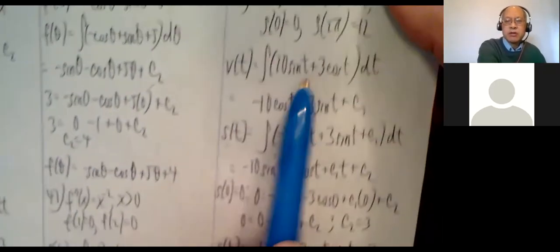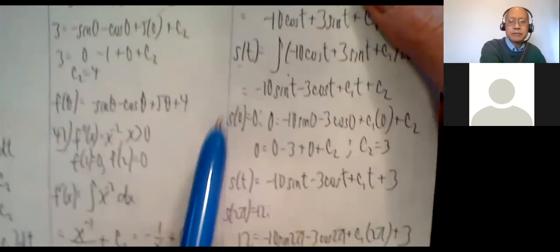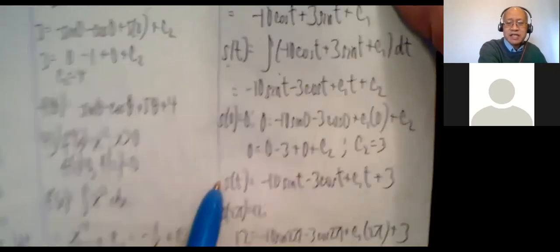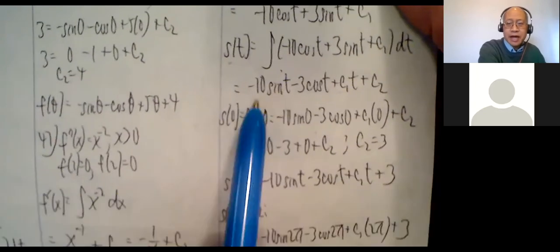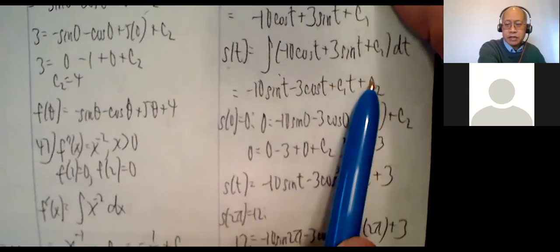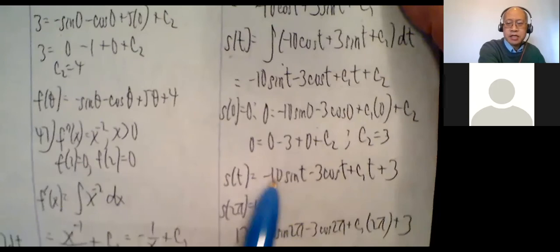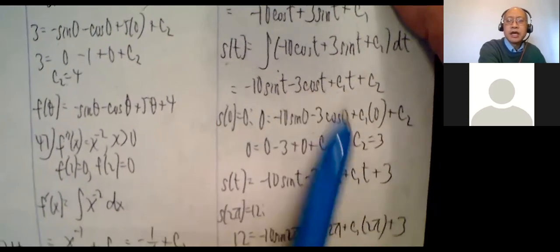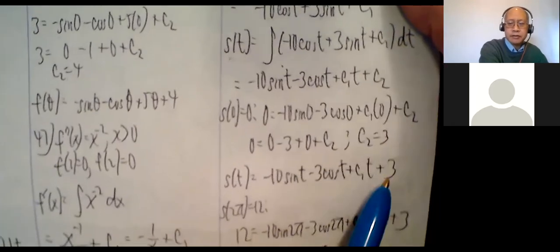So one more time, S of 0 equals 0 means plug in 0 for t, and the answer comes out to be 0. So C2 is 3. Put that 3 back in there. So my S of t is negative 10 sine t, same as that; negative 3 cosine t, same as that; C1t, same as that; but C2 changes to 3.